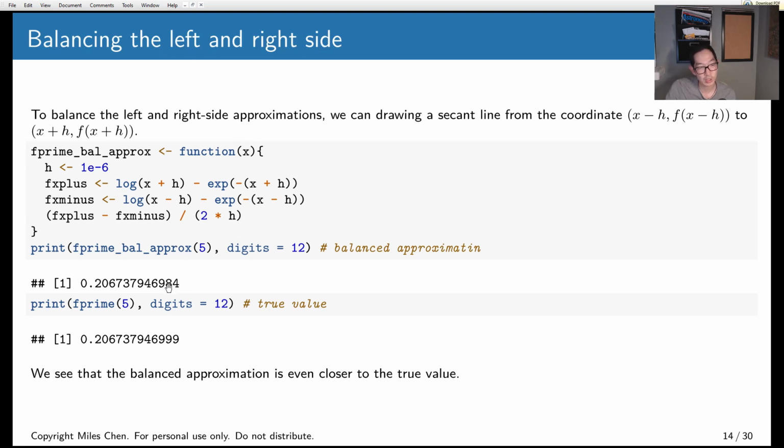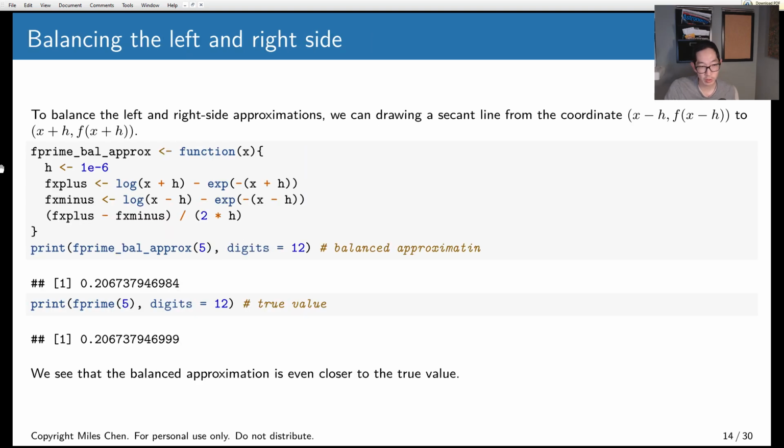And so now when I use this function to approximate my derivative, we can see we have lots of decimal places of precision. I think it's accurate to 10 places after the decimal. So the true value being 206,737,946,999, and here I get 206,737,946,984. So just the 11th decimal place is off, and it's only off by a little bit. So this is a pretty good approximation of whatever r is calculating, okay?